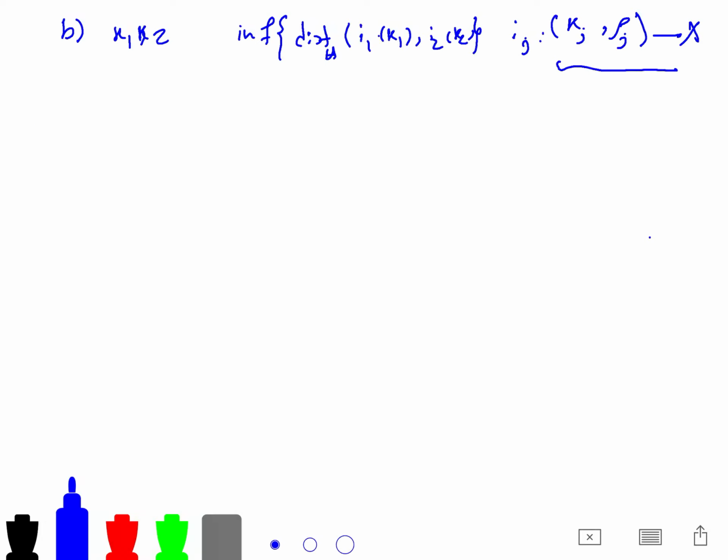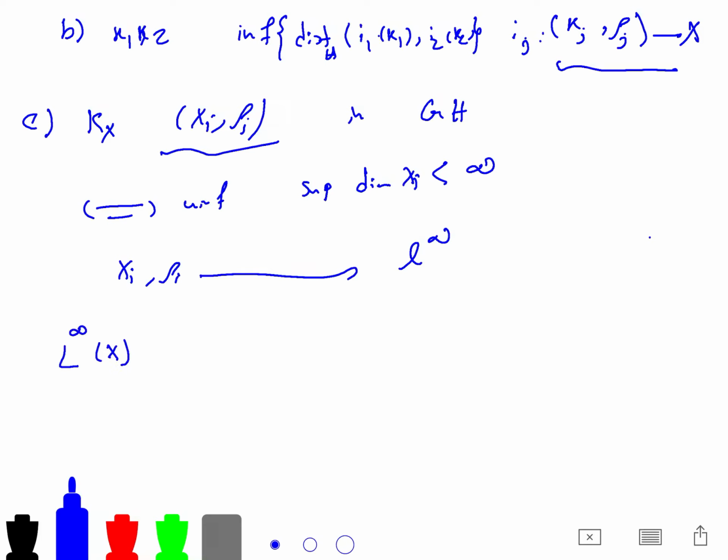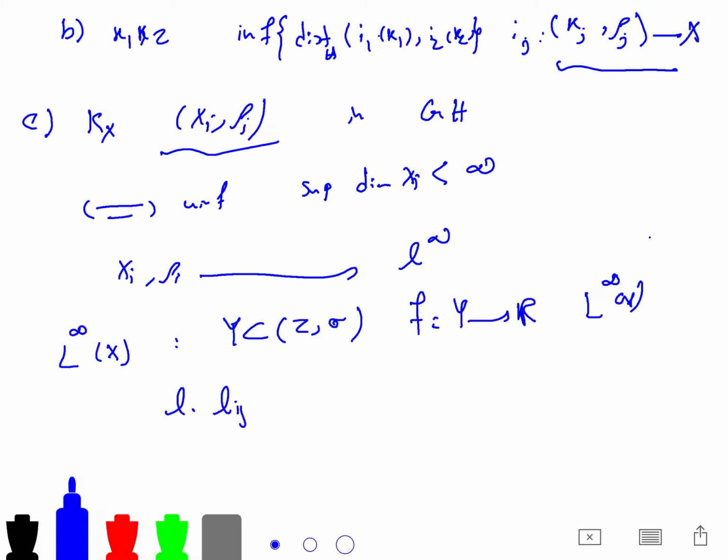So this is the isometric mapping, and the claim is that using k_x, a family of X_i and rho_i, as I said, like a partition with many metric spaces, is pre-compact in Gromov-Hausdorff distance. This says that they are uniformly bounded, equicompact, and the supremum of the diameters of all X_i is less than infinity, because k_x maps all X_i and rho_i into the compact subset of L infinity. And you know that L infinity of X has the property that if Y is inside Z and sigma, of course that is a theorem, and it is Lipschitz.